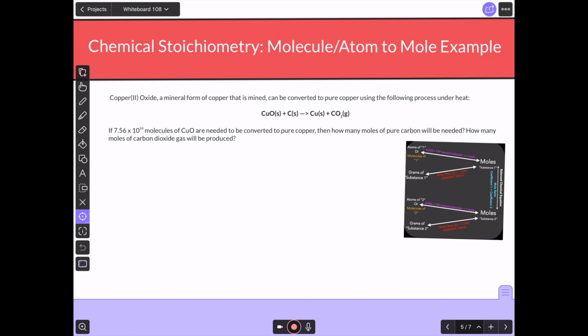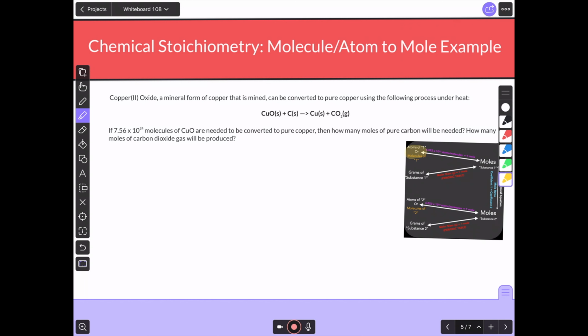Here, molecule or atom to mole, okay? So let's say that maybe you're working with really small quantities, and this is more for an experimental purpose rather than, say, an industrial purpose. And so you have molecules. So if you have molecules, then what part of the chart are we looking at? Well, we're looking to start way up here, right?